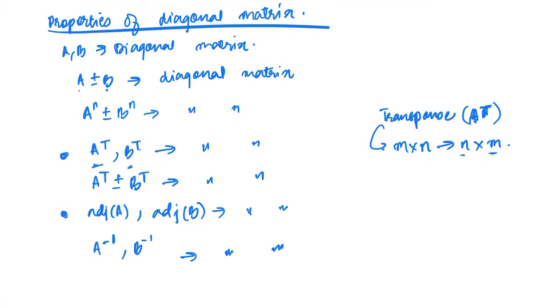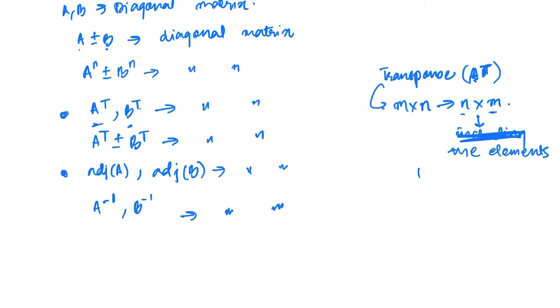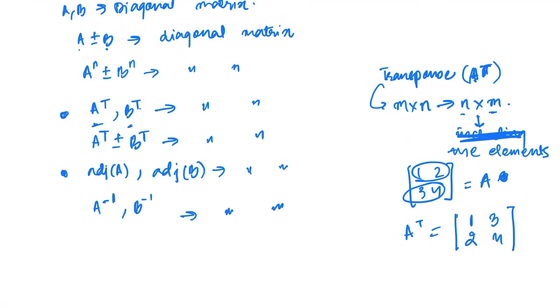This includes the elements too, meaning the elements also get transposed. So for example, if I say 1 2 3 4, this was our row, 2 rows, so we'll put it as 1. If this is A, then A transpose will be 1 2 and 3 4.